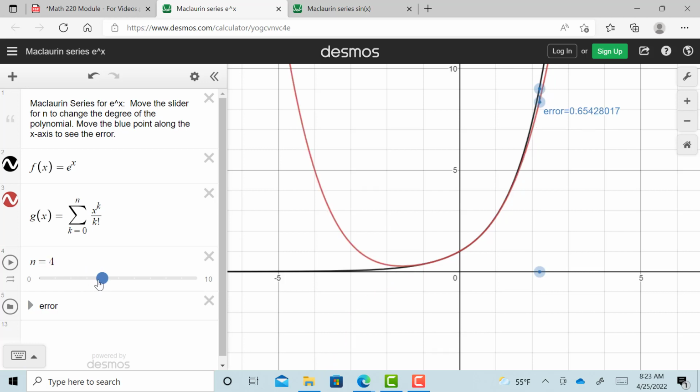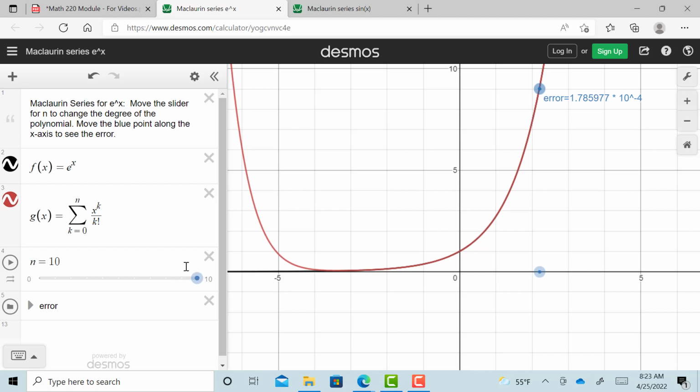Fourth power, the first four terms, first 5 terms, and look at how that red graph is starting to fit the e to the x, the black e to the x curve, and we keep going. Fits it better and better and better. And so that's just the first 10 terms.